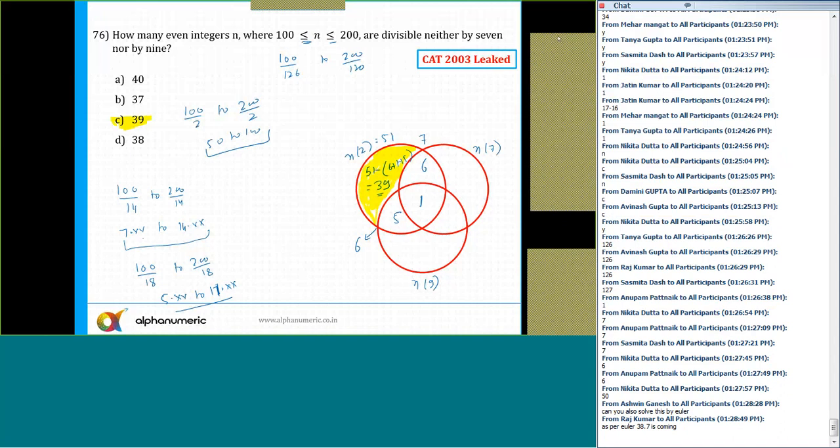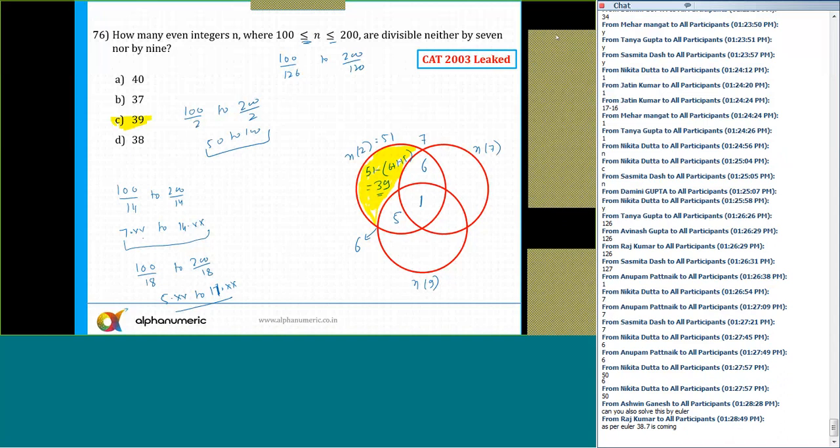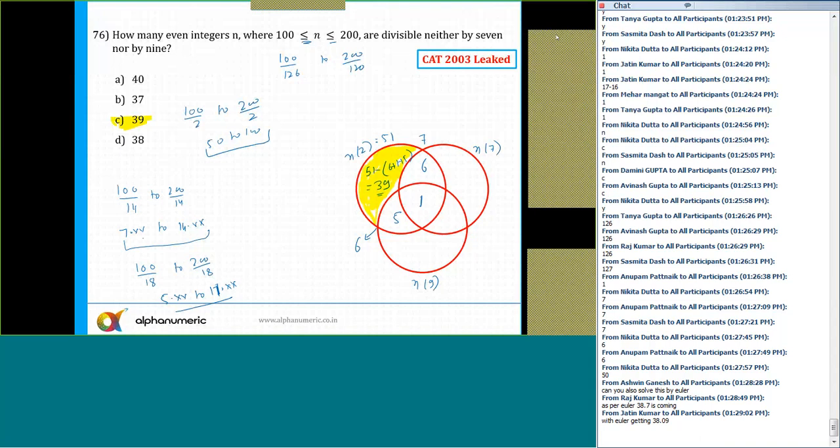As per Euler, 38.7 is coming. So 38.7. Some of you marked 38, some of you marked 39 also, right? So there is a chance of mistake. Some of you are getting 38. Remember, in this range, there are a total of 101 numbers. Yes or no? 100 to 200, 101 numbers are there.